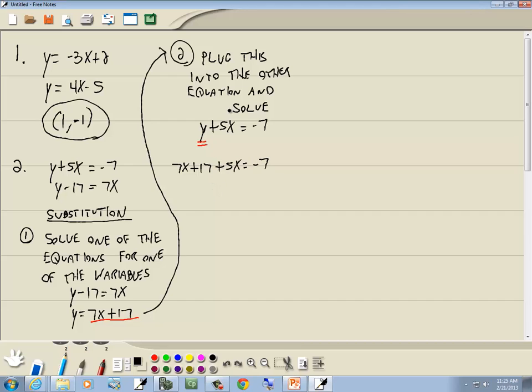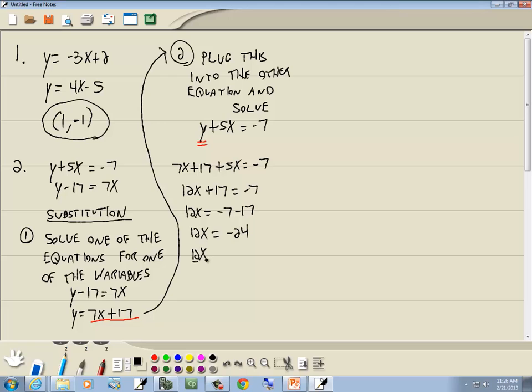Now you always want to plug it into the other equation. You never want to plug it into the equation you're just working with, because you always get weird results then. And now we want to solve. 7x plus 5x gives us 12x plus 17 equals negative 7. Take 17 over, it becomes a negative 17. This is just linear equations. Negative 7 minus 17 is negative 24.